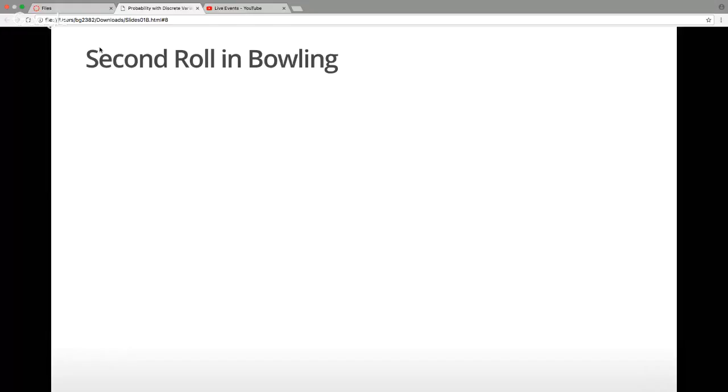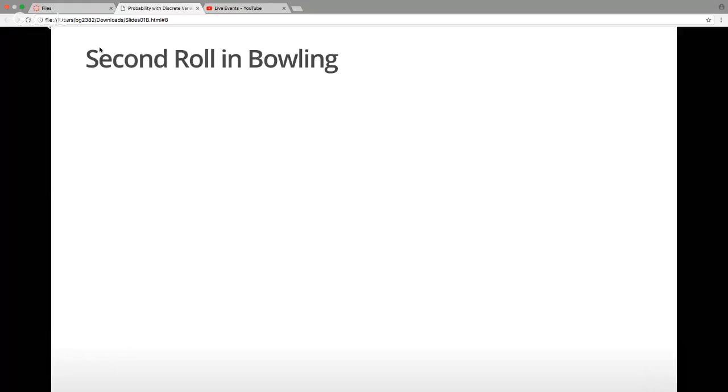All right. So think about what you got on your first roll. No cheating. If you got 7, you have to stick with 7. And think about how we would calculate the probability that on your second roll of a frame of bowling, you knock down the remaining pins. How would we think about that? Not the exact number, but how would we think about going about calculating something like that?